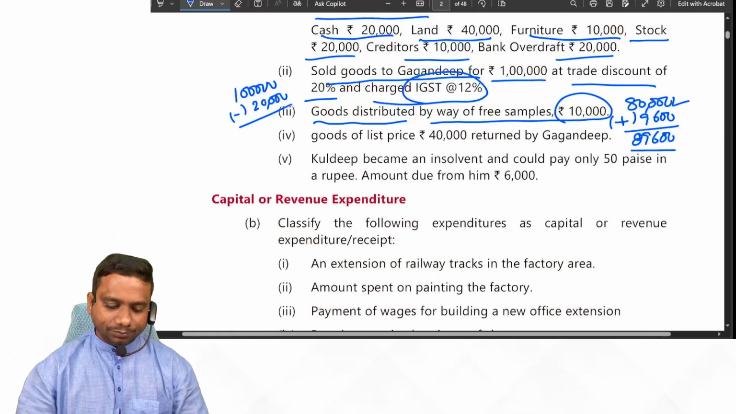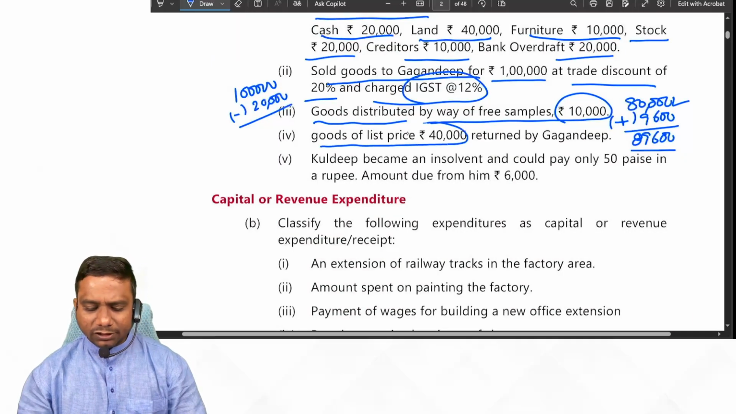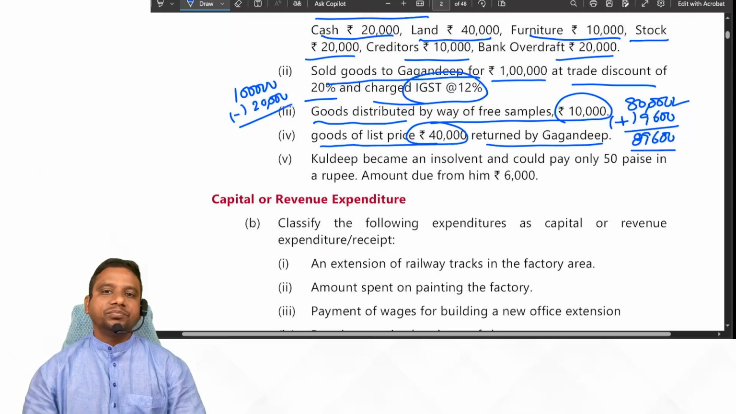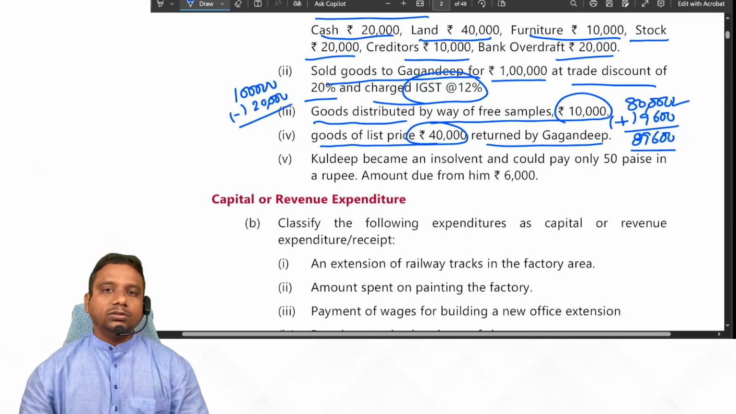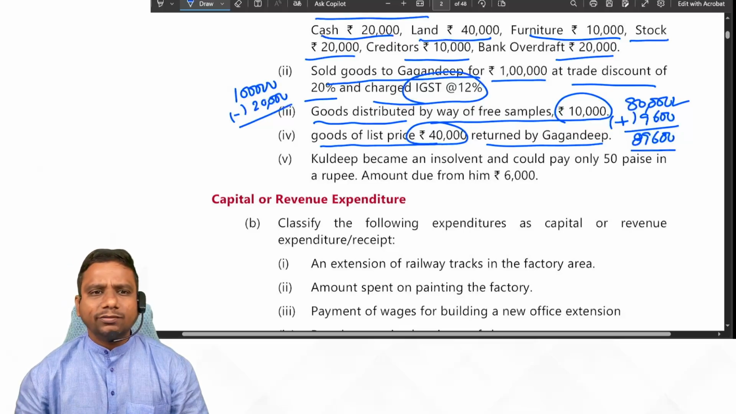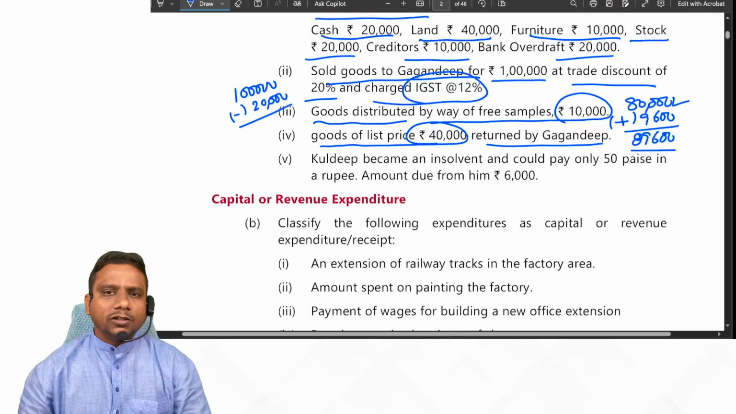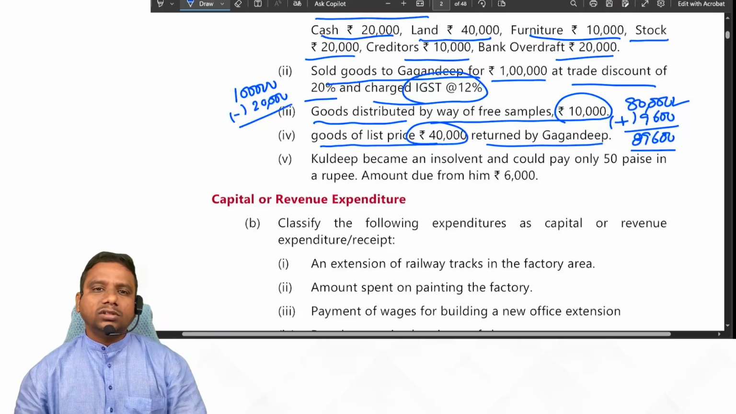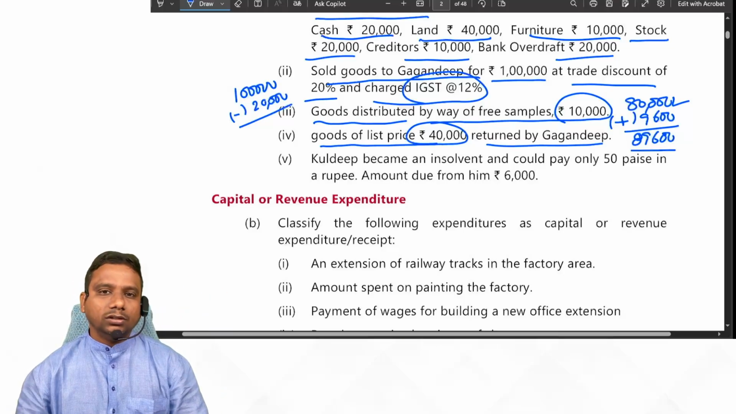That's it. Next one. Goods of list price 40,000 returned by Gagandeep. Normally, what is the entry for this? These are sales returns. So, we record the entry: sales returns account debit to Gagandeep account 40,000.